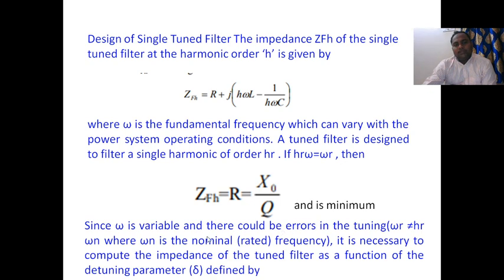Since omega is variable and there could be errors in the tuning, omega is not equal to h omega n, where omega n is the nominal rated frequency. It is necessary to compute the impedance of the tuned filter as a function of the detuning parameter delta, defined by this formula.